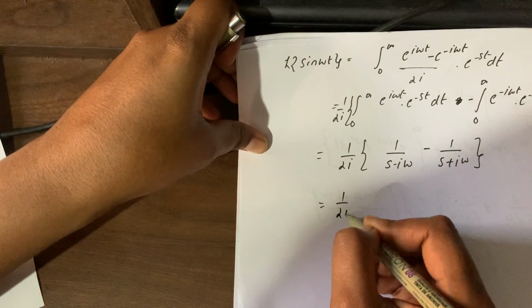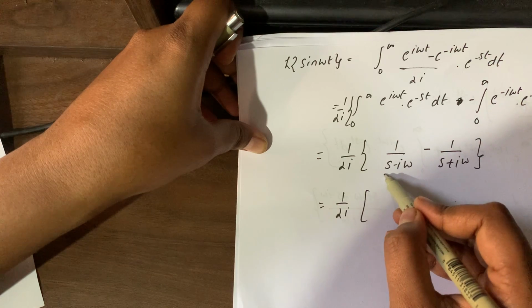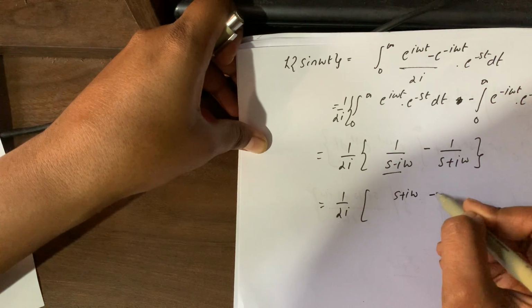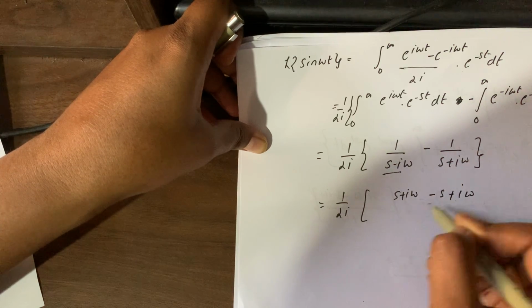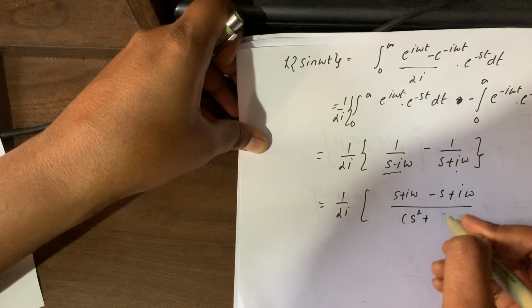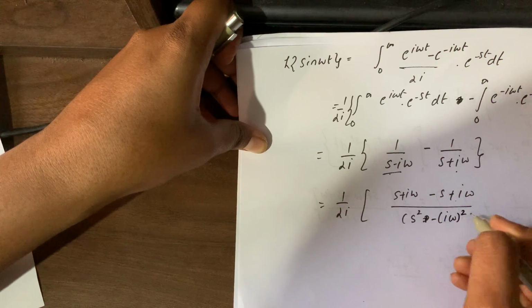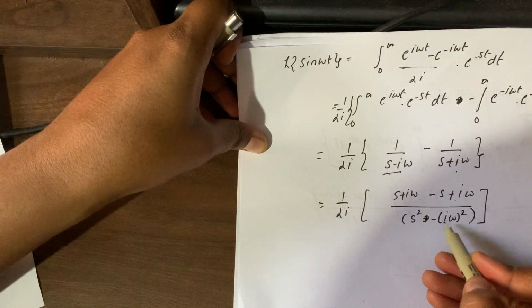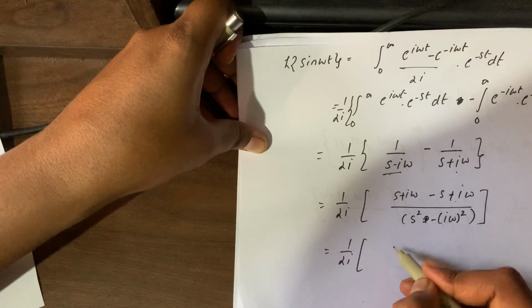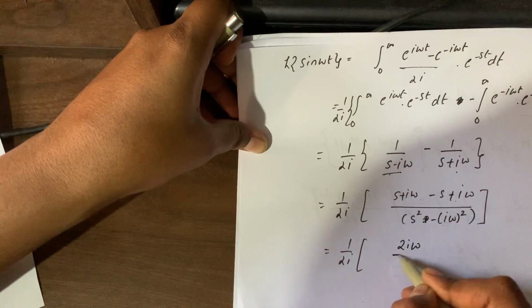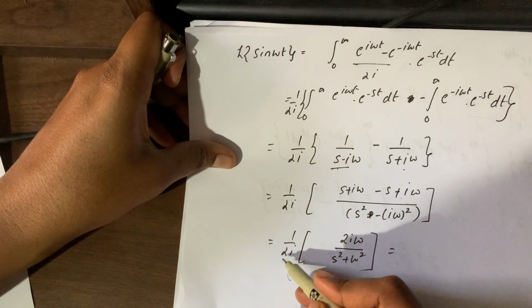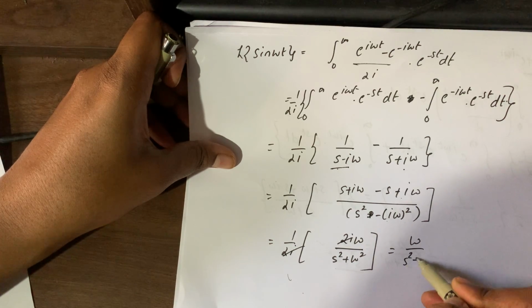So that can be resolved as 1 by 2i. I hope you know why it's s square plus omega square. I didn't previously explain, but if you take this out as common, you get minus s minus plus i omega divided by, this is nothing but (a minus b) into (a plus b), so that can be written as s square minus (i omega) the whole square. Correct? So i square is nothing but minus 1, so that's why you get 1 by 2i into 2i omega divided by s square plus omega square. That is actually equal to omega by s square plus omega square.